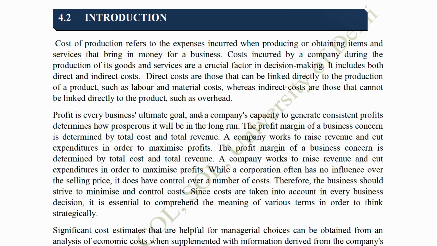While a corporation often has no influence over the selling price, it does have control over a number of costs. Therefore, the business should strive to minimize and control costs. Since costs are taken into account in every business decision, it is essential to comprehend the meaning of various terms in order to think strategically.